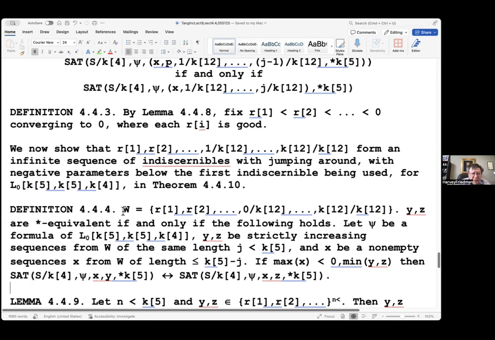Okay, so I let W be this. I'm a little worried. I think I used W for something else. Yeah, I've used W for something else. I think I'm going to have to change this letter. All right, let's not do that right now, because then I have to pick the right letter. But anyway, we have this set. We have all the negative indiscernibles and these old positive ones, these new good ones, and we say that Y and Z are star equivalent.